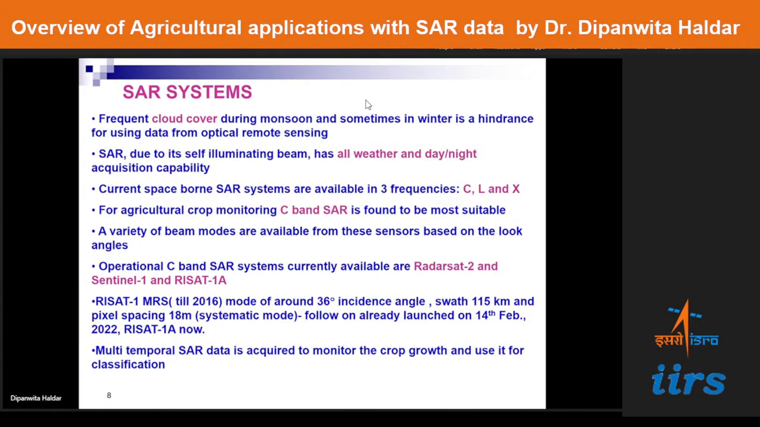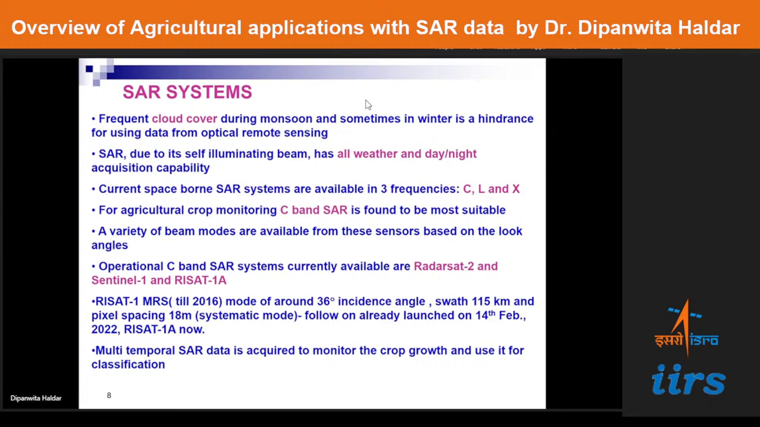Now, these were some of the background just to see how the data acquisition occurs. Now coming to the SAR systems, and then we'll finally go into the agricultural applications. Frequent cloud cover is a hindrance during the monsoon season. Already I discussed this, and also in winter season, especially in northern India and a few parts of southern India where the winter monsoon is there. Again, this problem persists in the winter season also. So because SAR is self-illuminating, it has all weather, day and night acquisition capability for the data. And hence, this is an advantage of this system.